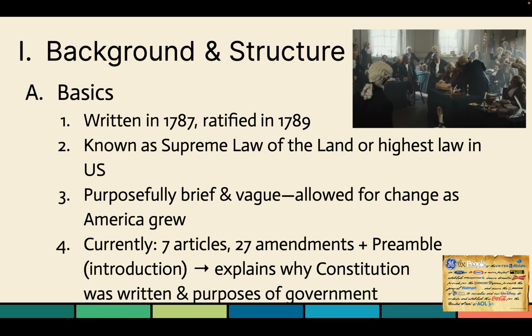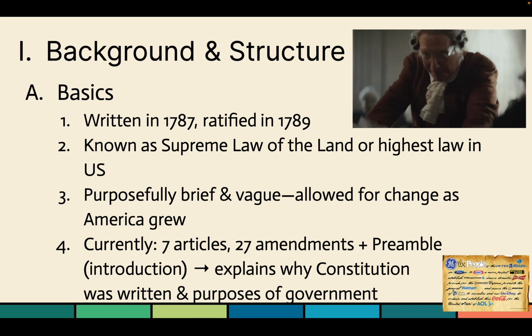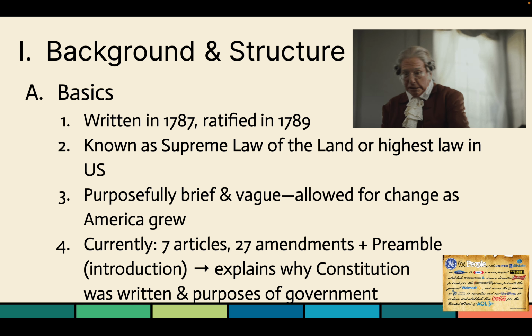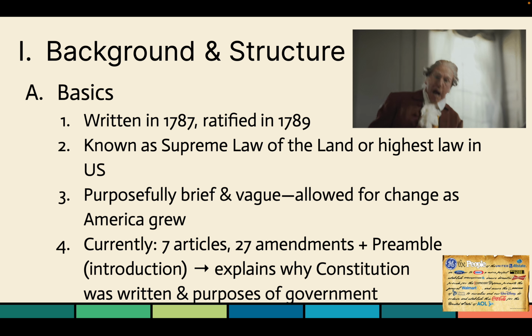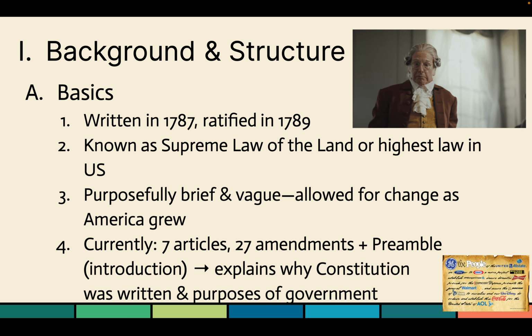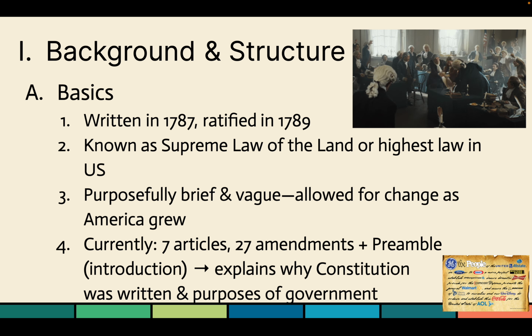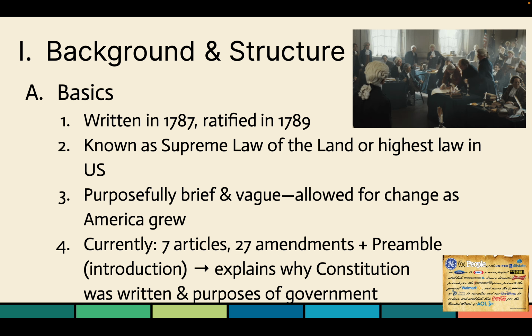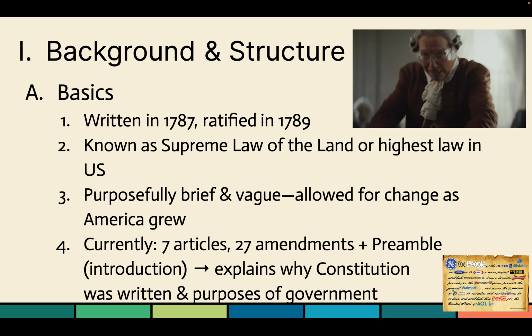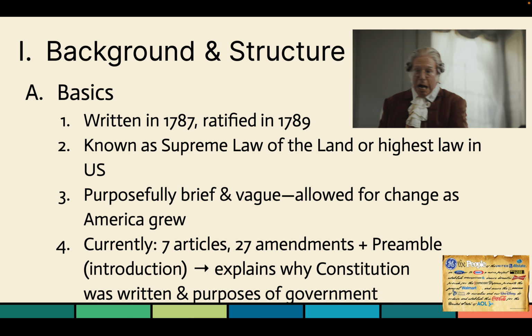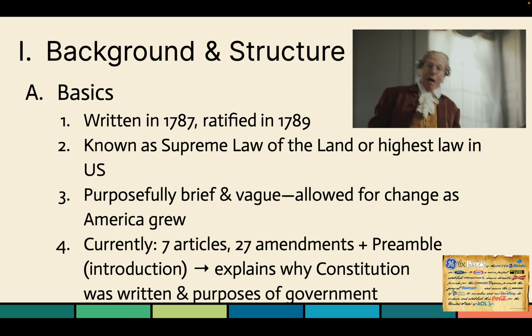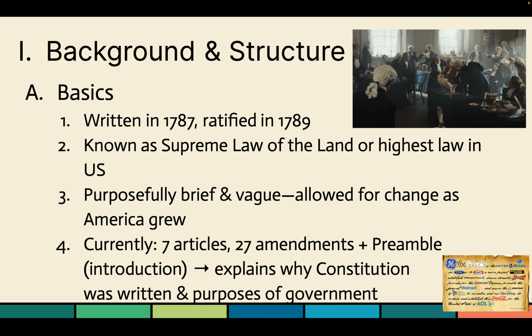But really the big impact, the thing that we really want to take away, is understanding that the constitutional founding fathers really knew that the country was going to continue to change, and they wanted the wording to be able to change with it. There are currently 7 articles and 27 amendments. An amendment is a change or an addition to the Constitution, as well as a preamble. Preamble, this is just like our intro paragraph when we write our essays. It explains why the Constitution was written and the purpose of the government.